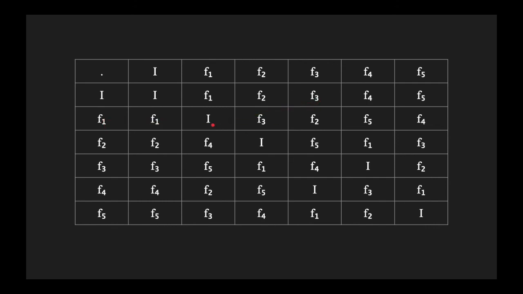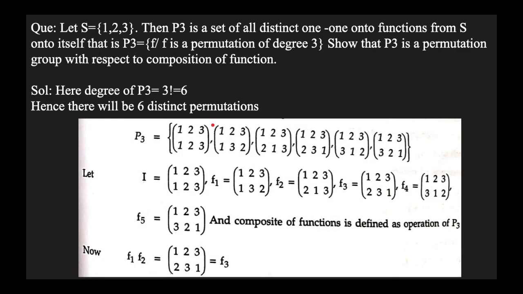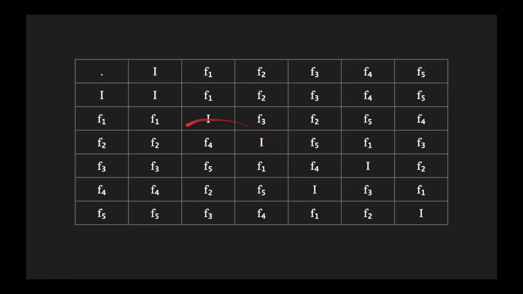Let's consider f1 and f3. Now 1 goes to 1, 1 goes to 2, so we get 1 2. In the same way, 2 goes to 3, 3 goes to 1, so 2 1. 3 goes to 2, 2 goes to 3, so that is 3 3. So that is nothing but f2. So f1 and f3 give f2. In a similar manner we can calculate all these entries.